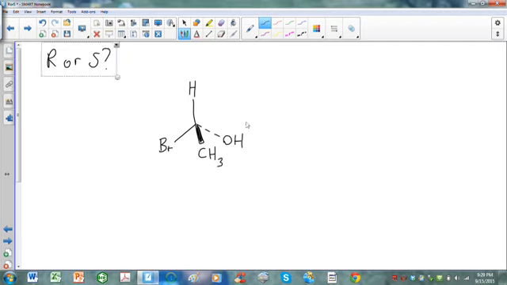Now, let's do our priorities, same as we did before. Bromine has the largest atomic mass out of all of these, so that gets priority 1. Hydrogen gets priority 4, because it's the smallest. Oxygen has higher atomic mass than carbon, so although it's smaller than bromine, it's bigger than carbon, so it gets priority 2, and carbon in the methyl group gets priority 3.